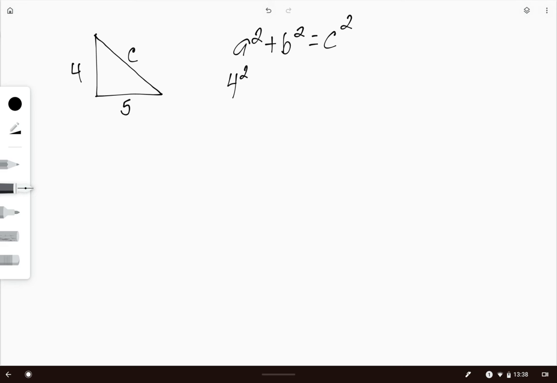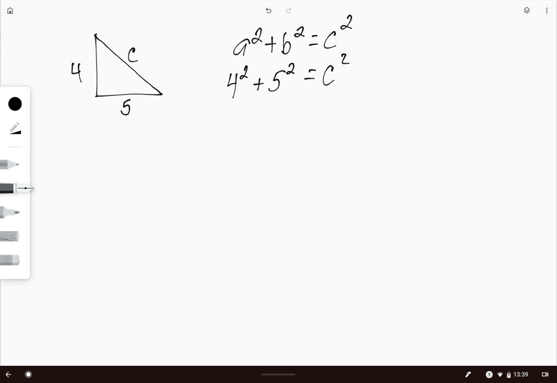Now for number two. For number two, I'm given a figure where I have a side that is 4 and a side that is 5. I need to find my missing side c. So again, I'll use a squared plus b squared equals c squared. Again, I can put either leg wherever I would like. So I'll have 4 squared plus 5 squared equals c squared.